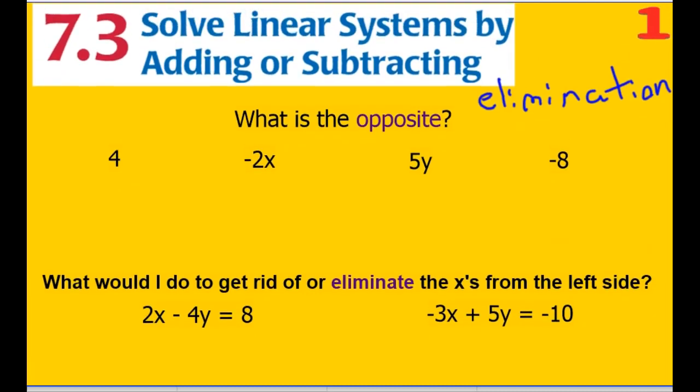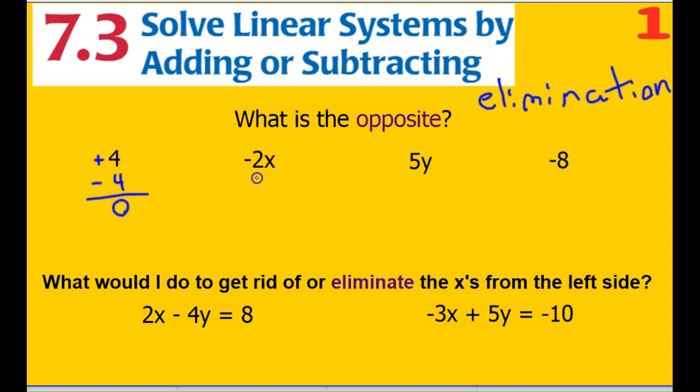So what we need to do to find elimination is basically we're finding the opposite of a number. We're trying to get rid of that number. If we have a positive 4 here, what is the opposite of positive 4? Well, that's going to be negative 4. So 4 minus 4 gives us 0. We eliminated the 4, we got rid of it, so we end up with 0.